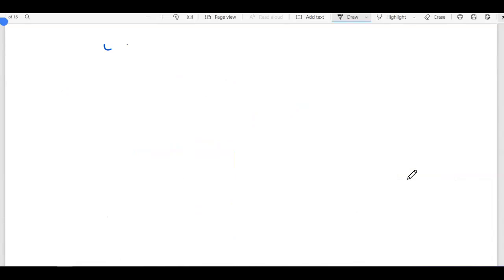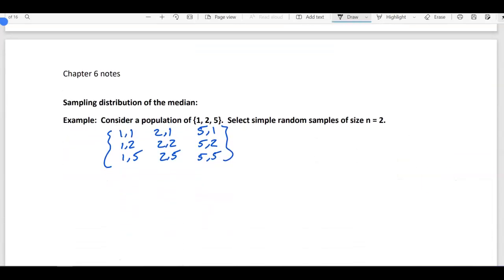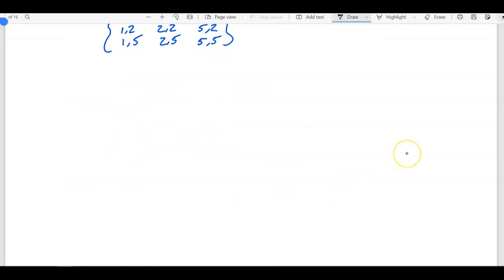All right, now let's do one more. Let's look at the median. You may be wondering, well, what about the median? Because we haven't talked about that one yet. Well, we can find the sampling distribution of the median as well. So there's our 9 samples. So we're going to list all the samples, and we're going to find the median of each sample.